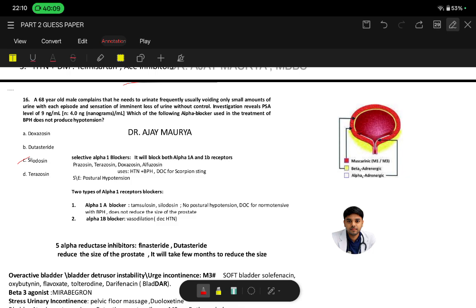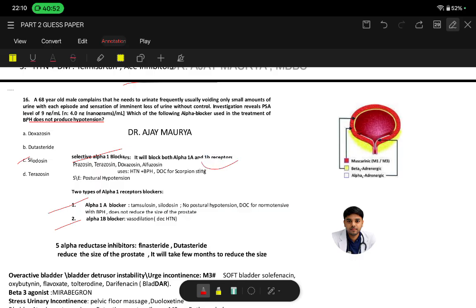See here, see what they asked. I know it is going to be BPH, but what they asked here is that BPH does not produce hypotension. See, we are having the alpha 1 receptors, and selective alpha 1 blockers are going to block both alpha 1A and alpha 1B receptors. Remember, alpha 1 blockers block both alpha 1A and alpha 1B.